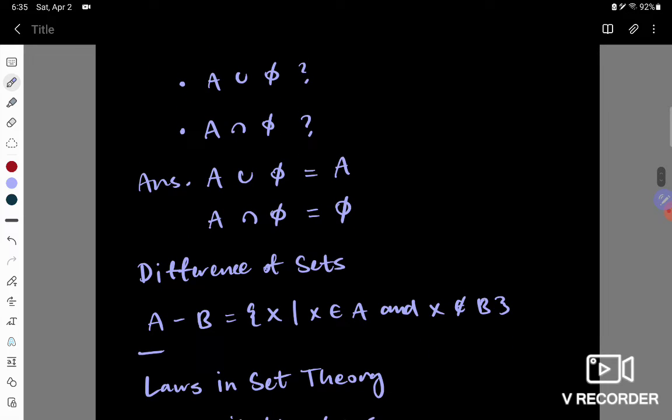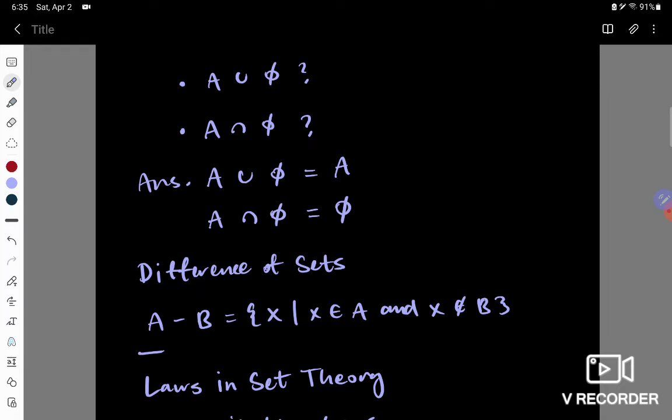Okay, now we're ready for some laws in set theory, where we take these operations of union, intersection, and difference, and we want to define some longer expressions or laws that we can use when we need to.